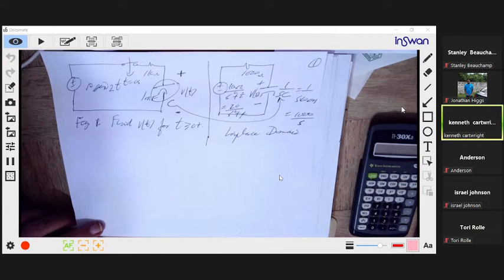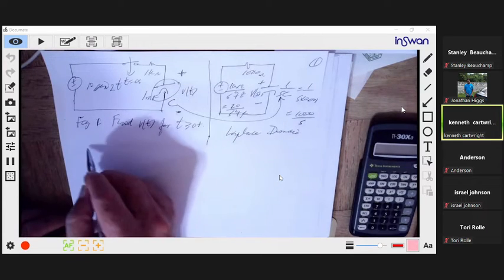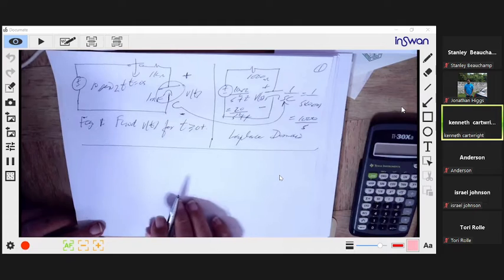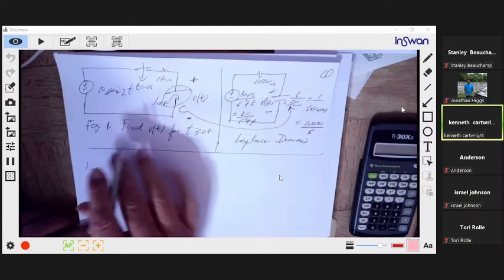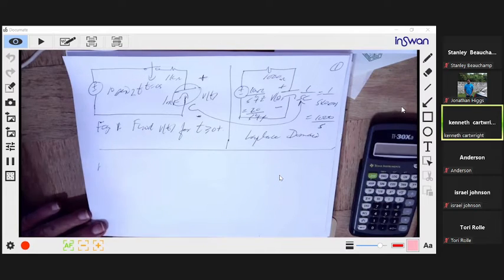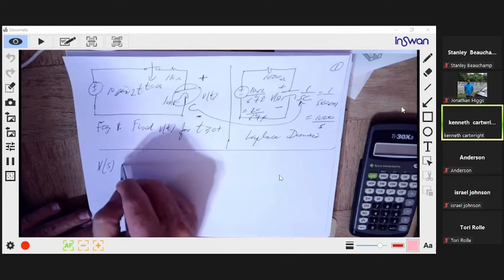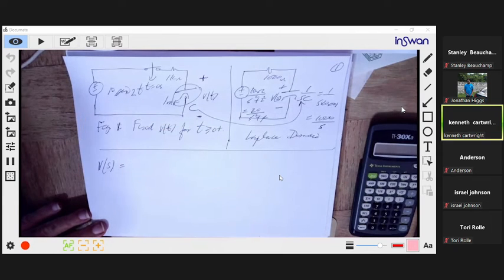Now, what we have here is two impedances in series connected to a voltage source. Hence, we have a voltage divider. And hence, we can use the voltage divider rule, just like we did on Friday. So V of S equals what? Well, I take that back. Just like I did on Friday, because clearly y'all haven't done anything. What does V of S equal?